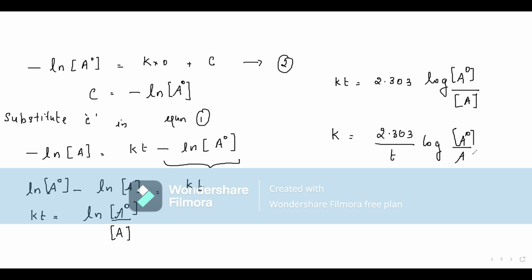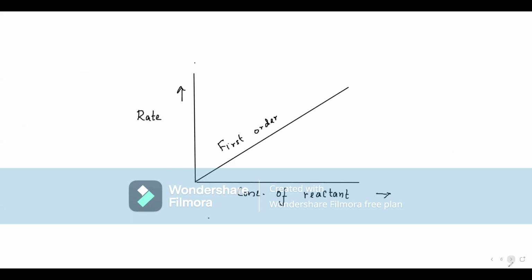Once again, A naught is the initial concentration. A is what concentration remains at time T. So this is the expression for K, or this is what we call the integrated rate expression for a first order reaction. Learn the derivation even when it was never asked to derive, but it is very much there in the syllabus. So please learn the derivation also.